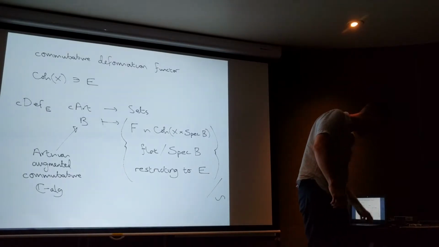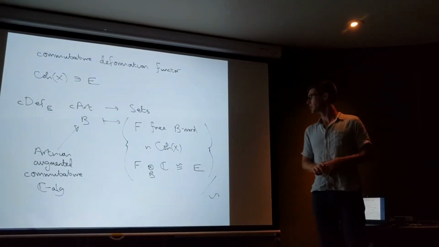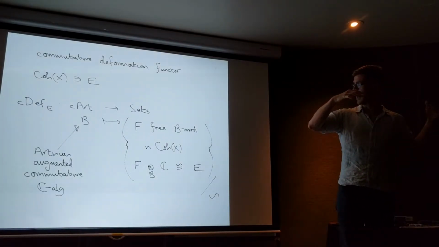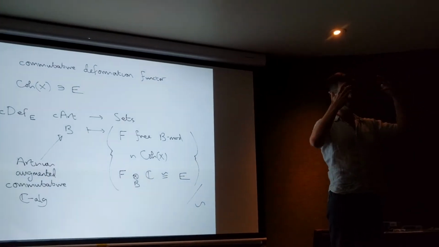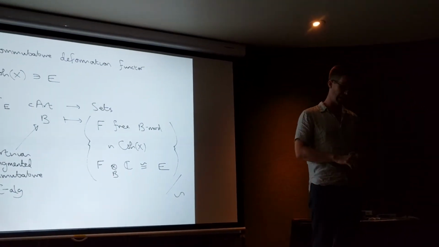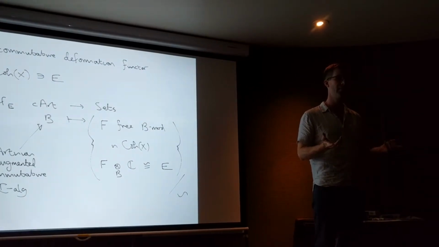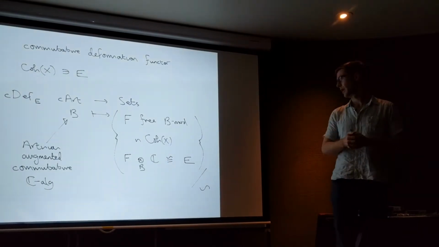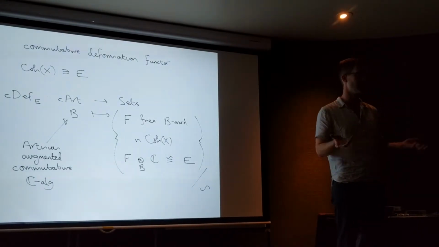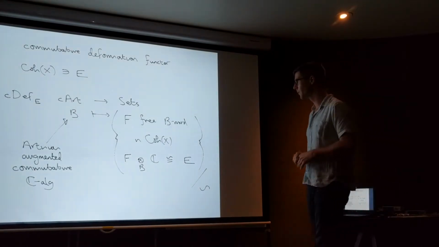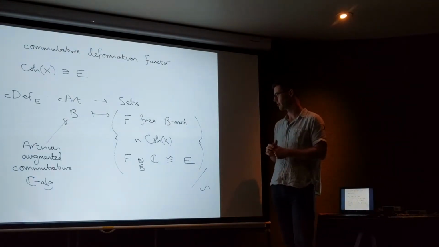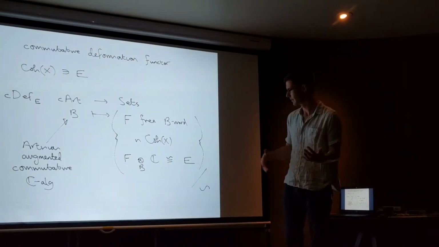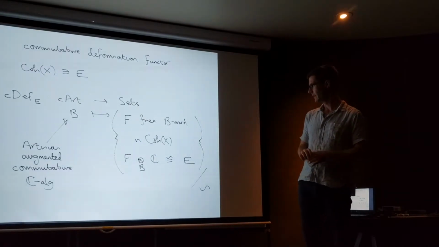I reuse the notation F for the pushdown. So that's a coherent sheaf on X, but it also has the structure of a B module. Previously I asked for some flatness condition, but because B is Artinian, it's equivalent to just ask for this to be a free B module. So I have F, a free B module in coherent sheaves on X, and this last condition is just saying it restricts to E. So this is rephrasing that.